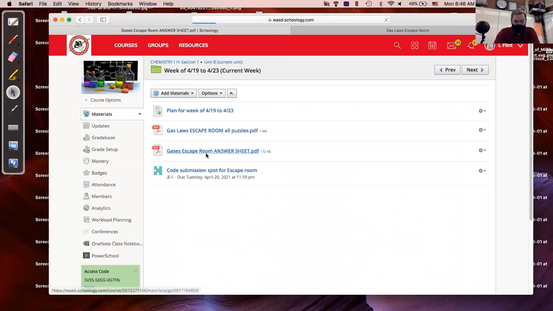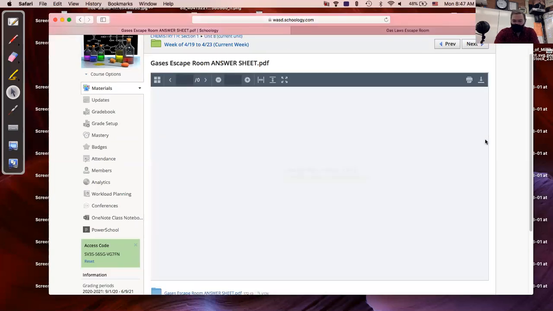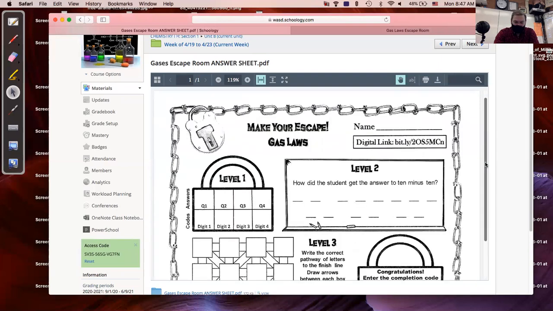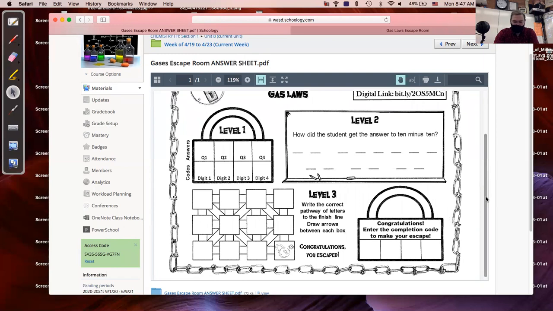the answer sheet. But you don't have to fill out this answer sheet and submit it if you're remote. Instead, you can put your code from this in on the submission.